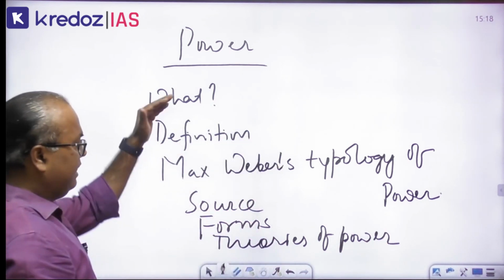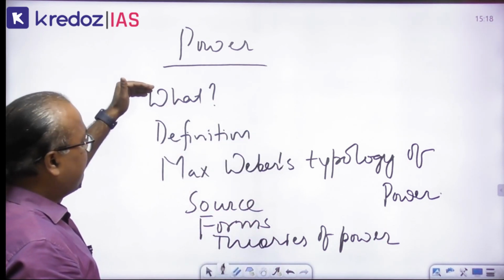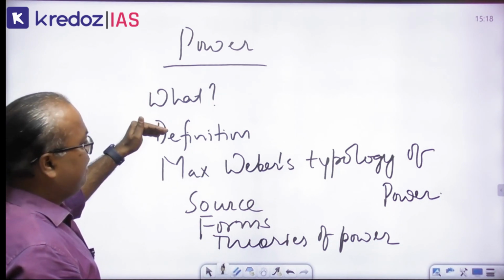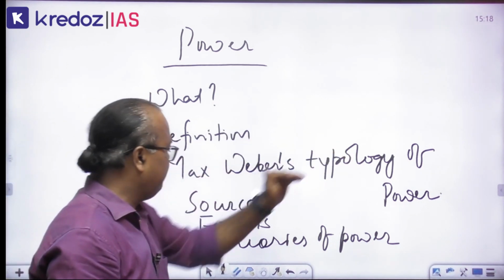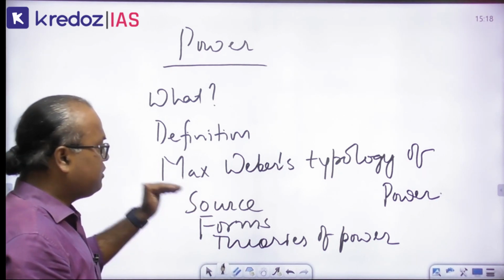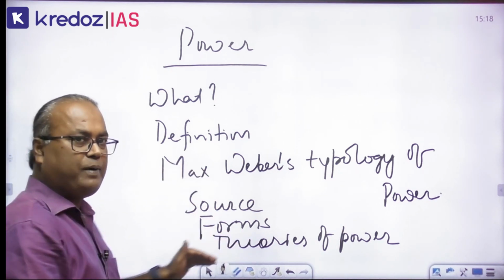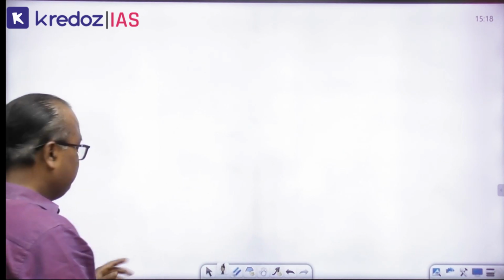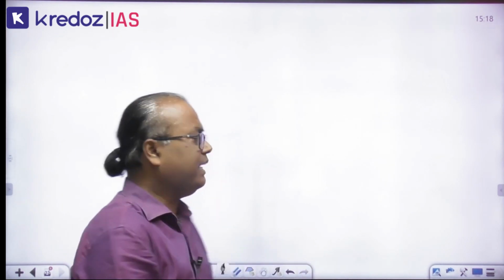Once we understand what is power, the definition of power, Max Weber's typology of power, the source of power, the different forms of power, and the theories of power, then we will move into the next segment, that is, what is hegemony. A student is usually not able to understand the difference between power and hegemony.